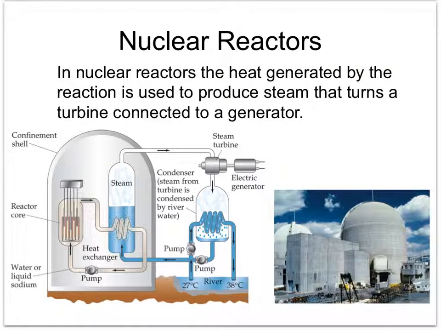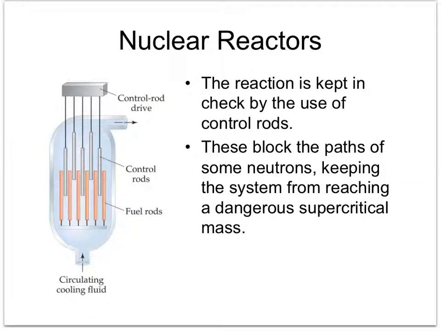As mentioned, these types of fission reactions occur in nuclear reactors. The heat generated by the reaction is used to produce steam that then turns a turbine connected to a generator, and we end up getting power. Here you're taking a look at a picture of the reactor core inside the nuclear reactor, and the reaction is kept in check by the use of something called control rods. These block the paths of some neutrons, keeping the system from reaching a dangerous supercritical mass.